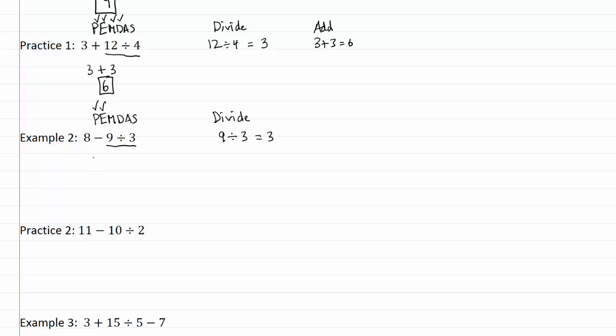So now I'm going to rewrite my expression, simplifying it. The 9 divided by 3 became a 3. So now I've got multiplication and division done. Now I just need to look for addition and subtraction as I read through the question from left to right. I've got 8 minus 9, so I've got no addition, but I've got subtraction. So now I've got to do this subtraction piece. 8 minus 3 is 5. So this expression simplifies to 5.